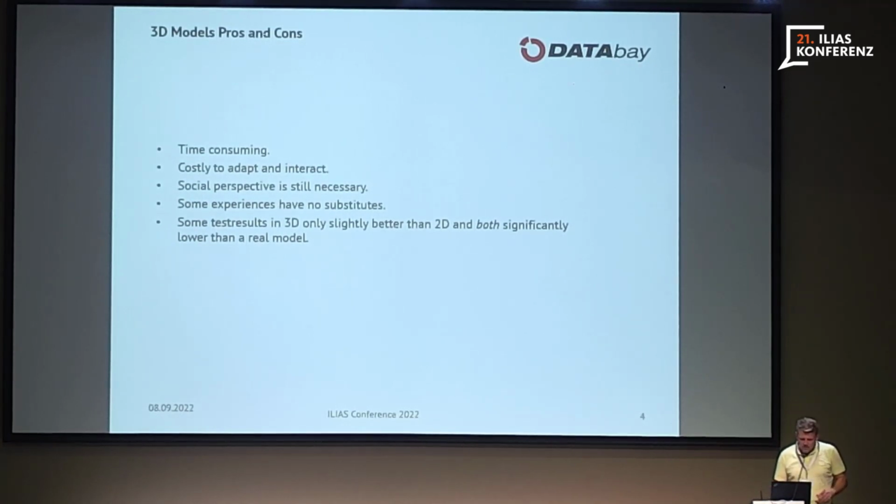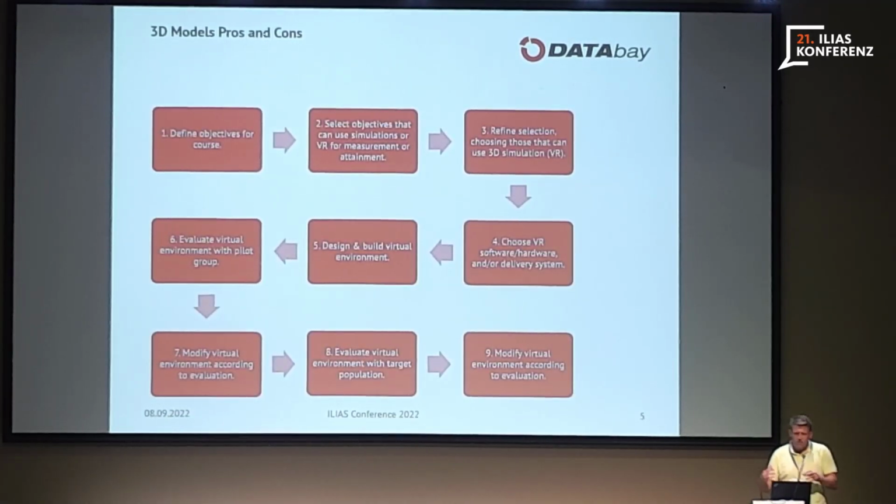So these are the things you want to keep in mind. And just to underline the time and effort you have to take, I want to show you the process if you actually want to have a 3D model. You define the objectives for the course, then select the objectives that can use simulations, refine the selection, then choose the VR, then build the actual environment, then evaluate this environment, and modify it, so you basically have a lot of refinements. This is just to underline it's a really demanding task to build a 3D model.